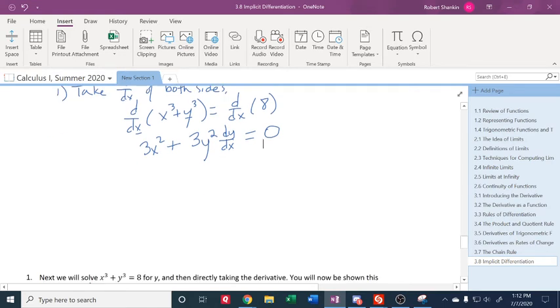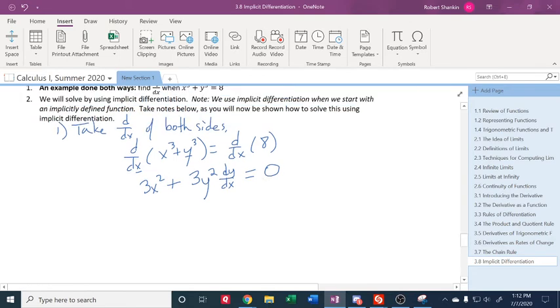So now I am going to do that skill that we were working on before, which was isolate dy dx. So take d dx of both sides. Second step, isolate dy dx. So then there are two terms on the left-hand side. One term contains dy dx, the other does not. So I'm going to subtract that, move that to the other side. So I'm going to get 3y squared dy dx is negative 3x squared.